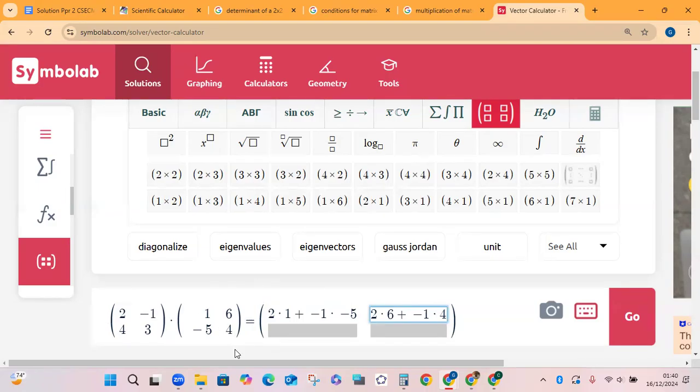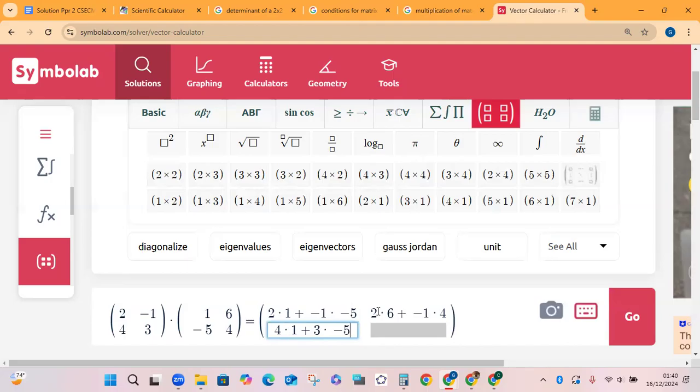Rows times column. Now we come below here in the second row, so we have to use the second row of the first matrix, the 4 and the 3. So it's 4 times the 1 plus the 3 times the -5. Oh, by the way, a dot is another symbol for multiplication. A dot in the middle of the numbers, not below. Below is like a decimal. If you put it in the middle between the numbers, that's another symbol for multiplication apart from the X.